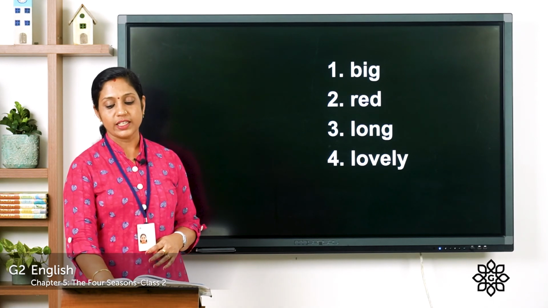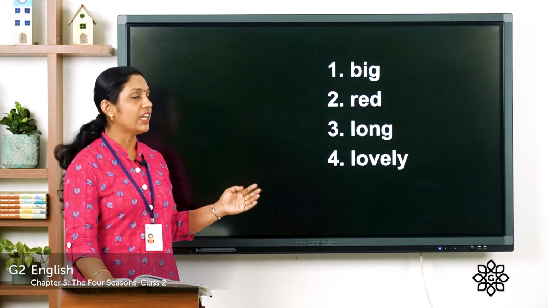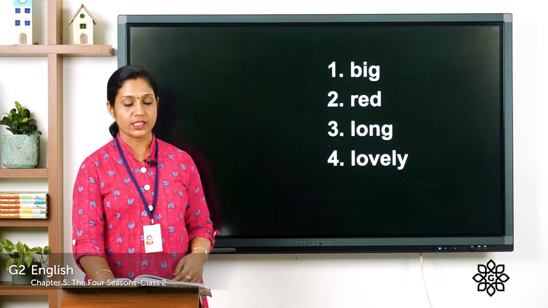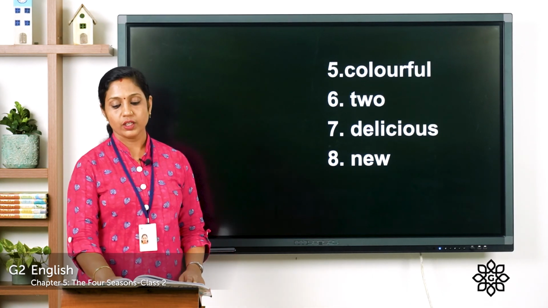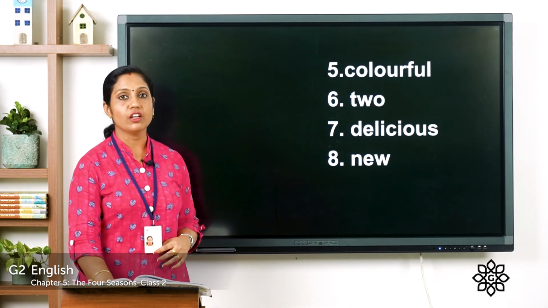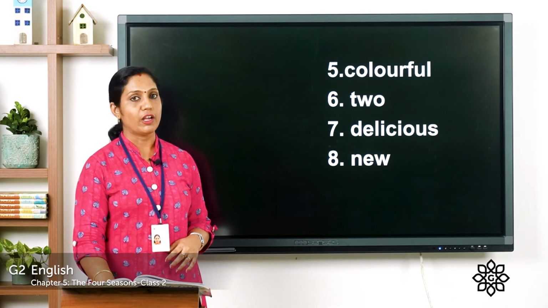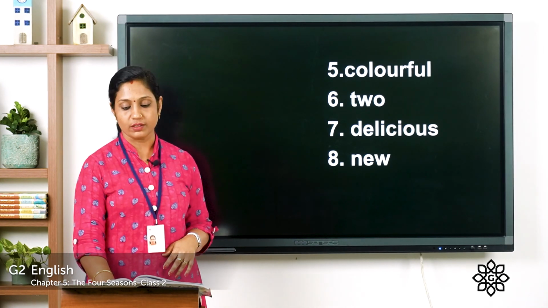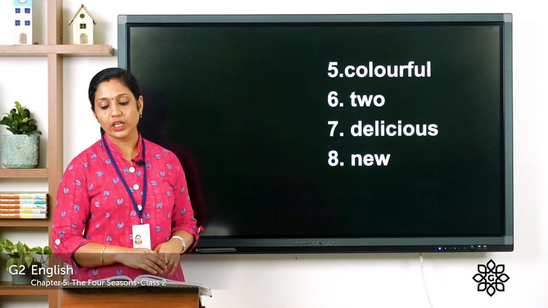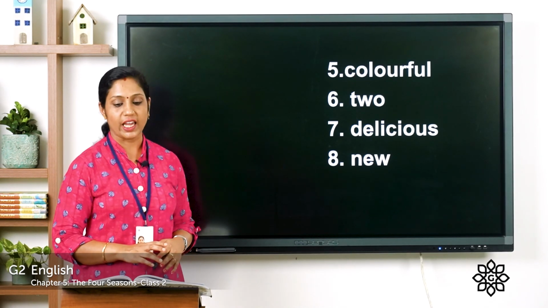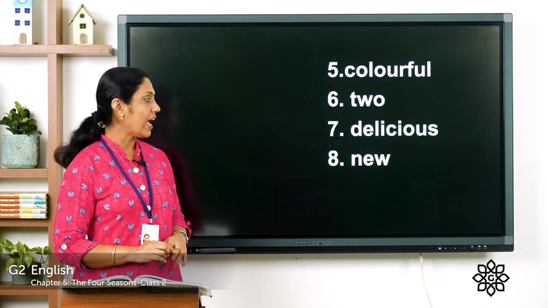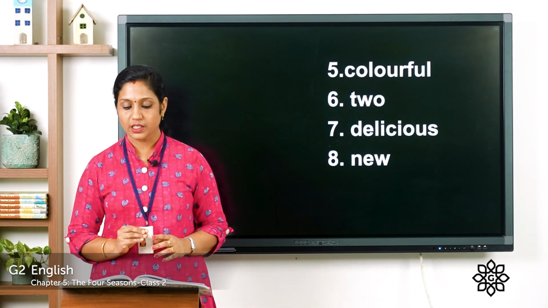Fourth one, the dash flowers are in the vase. The lovely flowers are in the vase. Fifth, you are wearing a colorful dress. Sixth, my father has two brothers. Seventh, the children quickly finished the delicious cake. Eighth, I have new pencils in my pencil box.